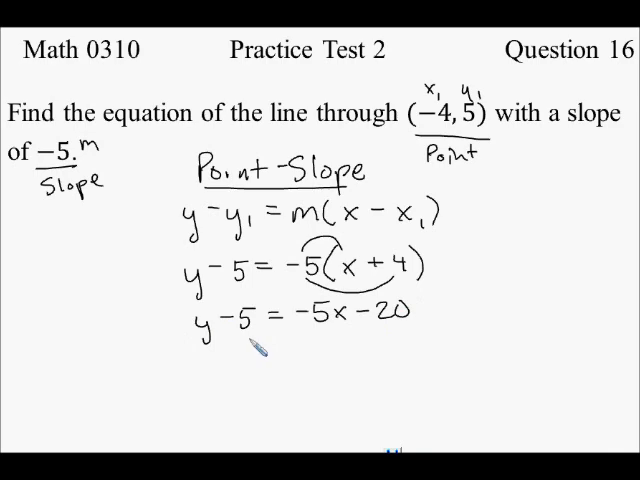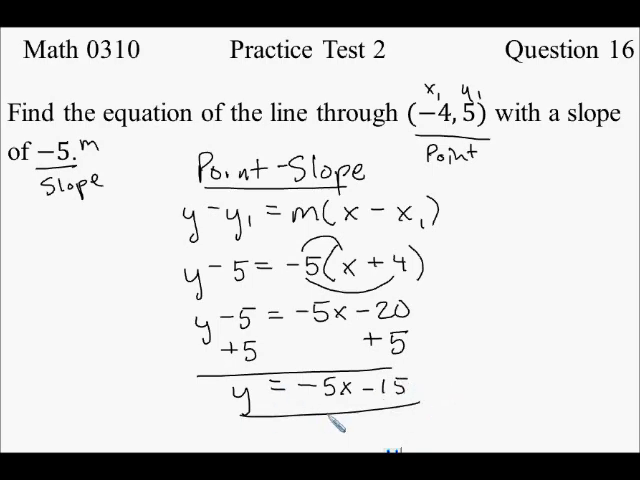And now to get y by itself, the last step is to get rid of the minus 5 by adding 5 to both sides. So we get y equals negative 5x, and our negative 20 plus 5 would give us a minus 15. So we get an equation of y equals negative 5x minus 15. Answer choice C.